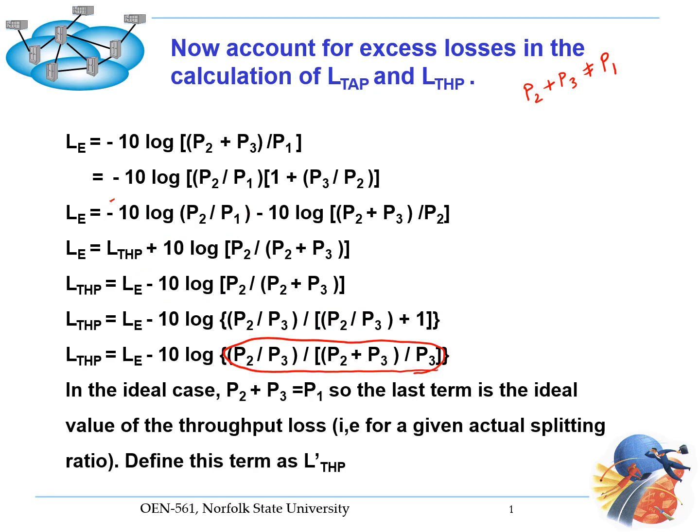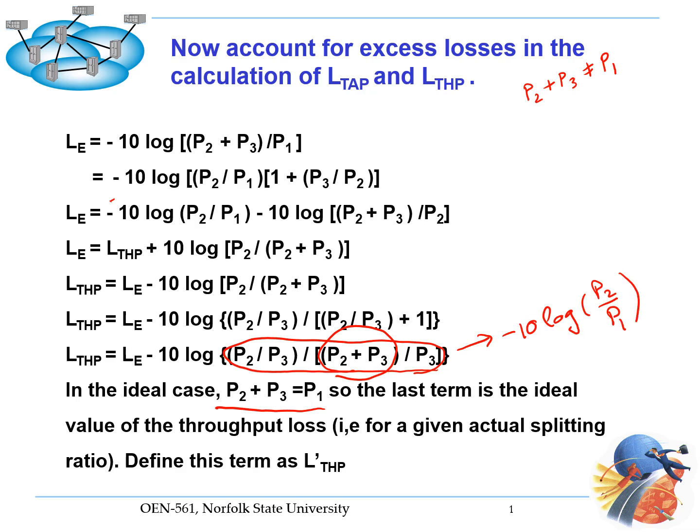So if we have an ideal case, for example, which is not the current case, but let us assume that we have an ideal case. For an ideal case, P2 plus P3 equals P1. And if P2 plus P3 equals P1, we will have here P1, so P3 will cancel. We would have here the expression minus 10 times log of P2 divided by P1.